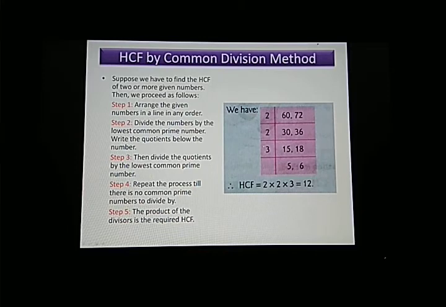So whatever divisors we get here, we just have to take the product, and that will give us the HCF. And we'll do this division method until, as I said in step 4, there is no more common prime left. When such a condition arises, we have to stop. Clear?